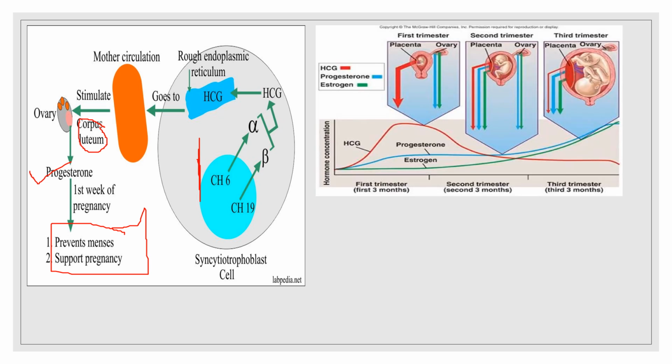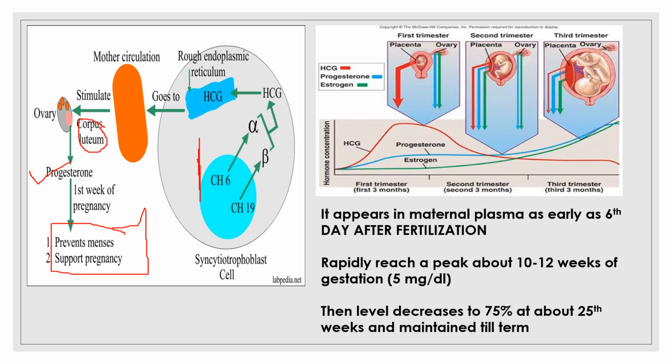Now if we see the function of the HCG, it appears in the maternal plasma as early as the 6th day after fertilization. So we know that the 6th day is the time of implantation. It rapidly reaches the peak at 10 to 12 weeks, the first trimester. Then the level decreases to 75% about the 25th week, but it is maintained till delivery.